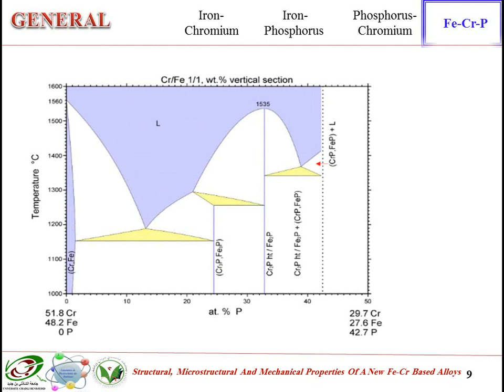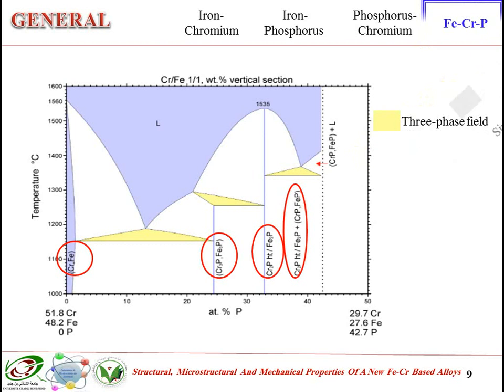The representation of the vertical section of the iron chromium phosphorus equilibrium diagram shows the possibility of forming an alpha solid solution as well as different mixtures of binaries, in addition to 3-phase fields and the single phase one.